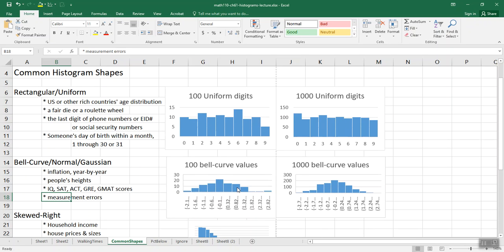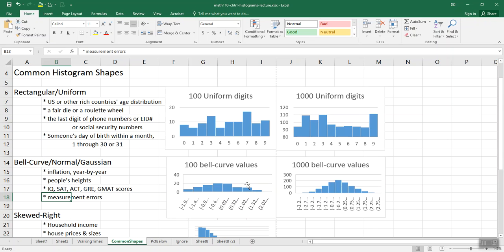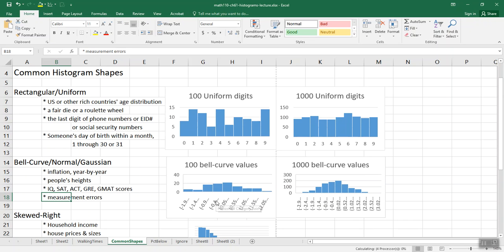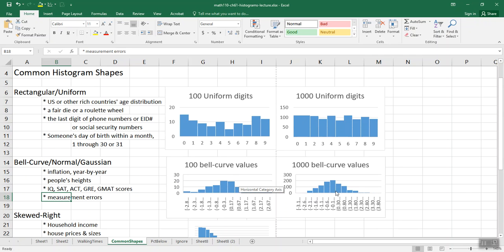Here again I have 100 things that should be behaving like a bell curve, and you can see sometimes the histogram looks kind of bell curve-like, and sometimes it really doesn't. Like that, you would almost think could be uniform. So with just 100, it's really hard to say that's definitely not coming from a bell curve distribution. With 1,000, we get a little bit more predictability that it pretty much always looks bell curve shaped.